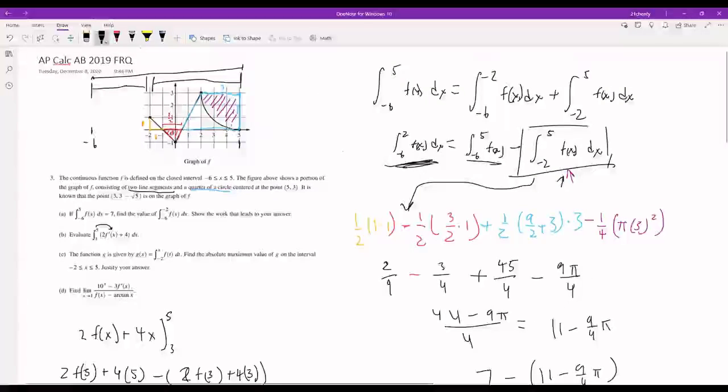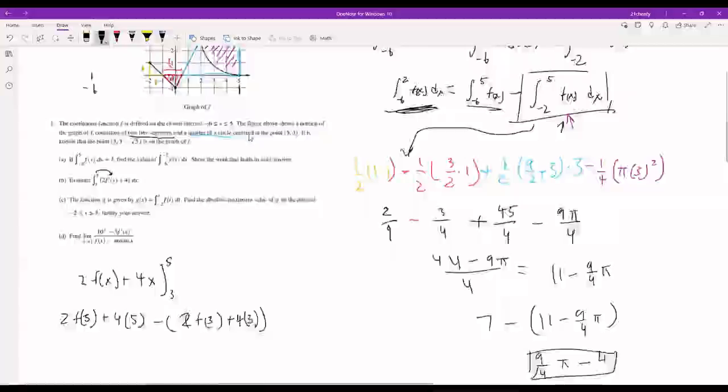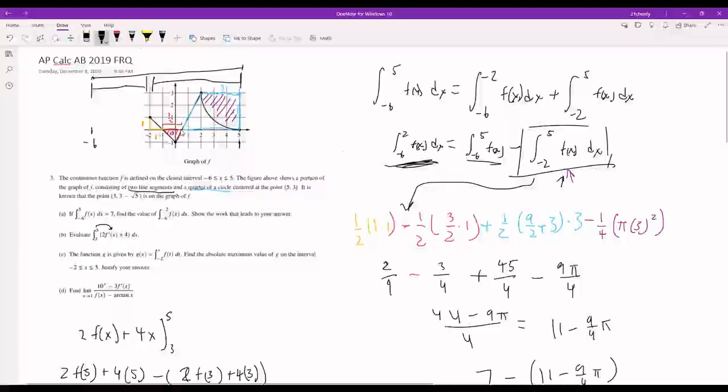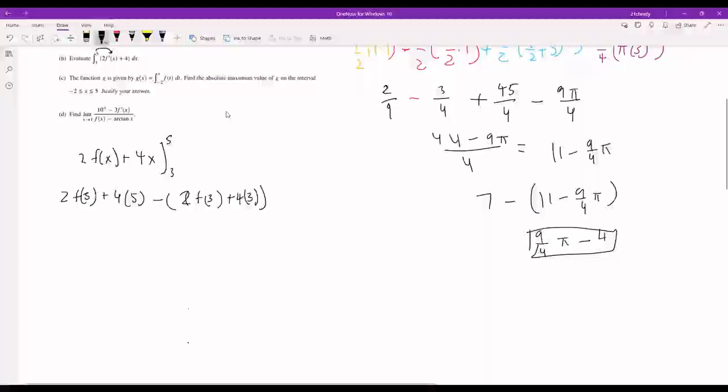We can look at the graph, f of 5 is 0, and f of 3 is given. The point 3, 3 minus rad 5 is on the graph. So f of 3 is 3 minus rad 5. So that's 0. So 20 minus 2 times 3 minus rad 5 plus 12, which is 32 minus 6 plus 2 rad 5.